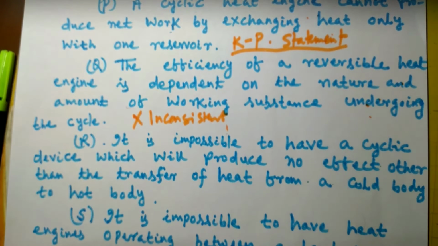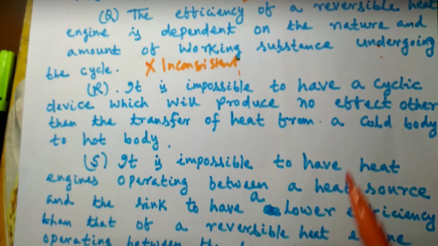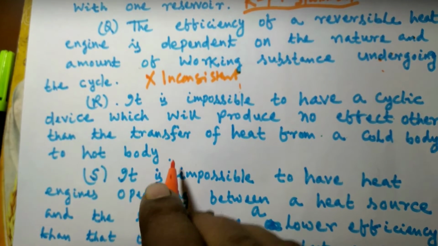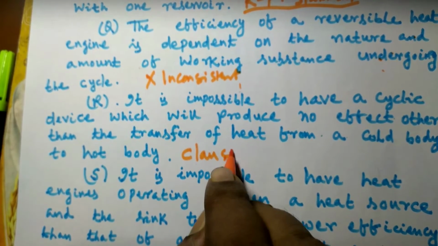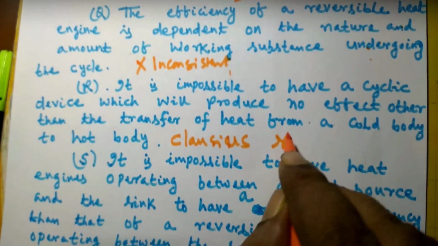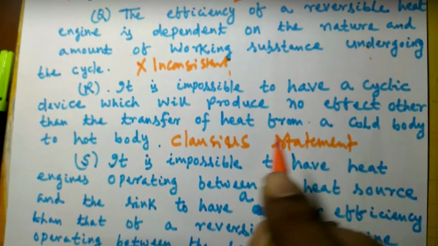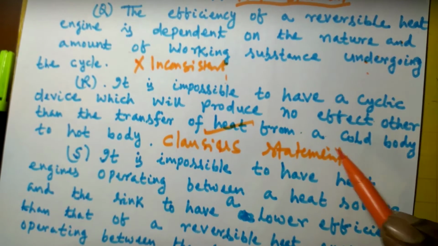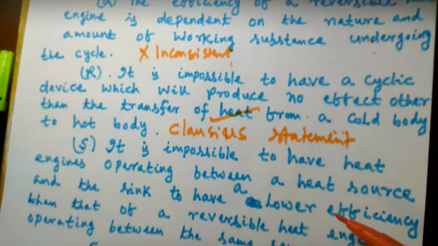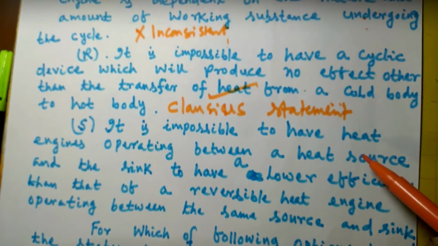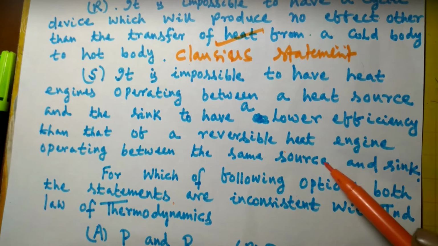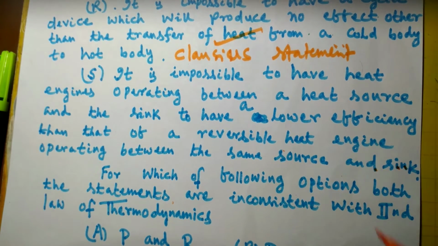So this is inconsistent. Then, it is impossible to have a cyclic device which will produce no effect other than the transfer of heat from a cold body to hot body. This is what the Clausius statement of the second law of thermodynamics states. So this is consistent, not inconsistent, with the second law of thermodynamics. And statement S, it is impossible to have heat engines operating between a heat source and the sink to have a lower efficiency than that of a reversible heat engine operating between the same source and the sink. This is actually a wrong statement.